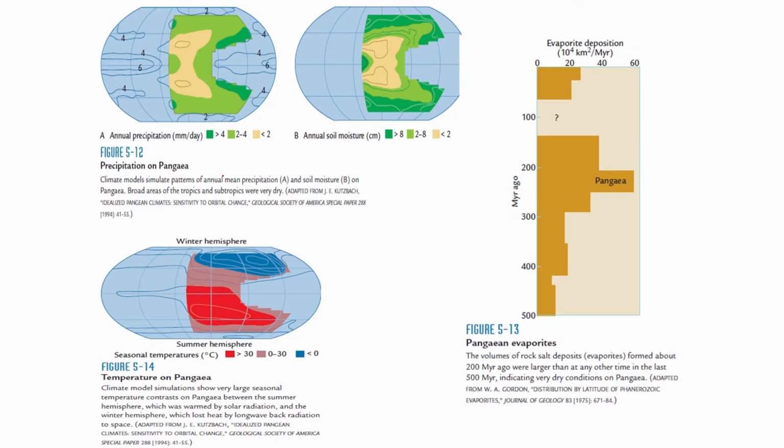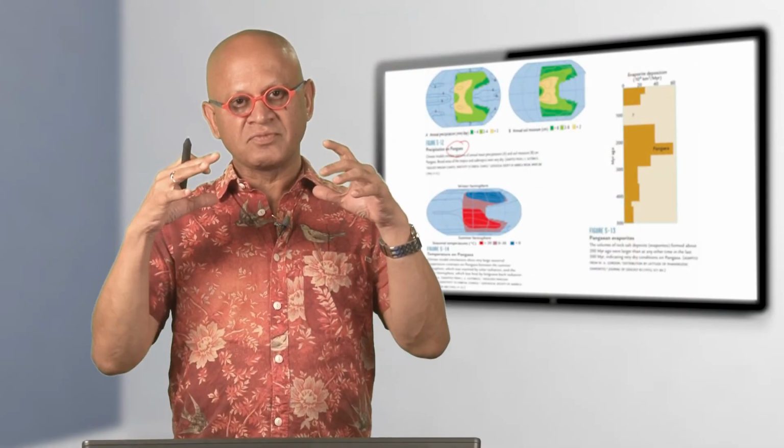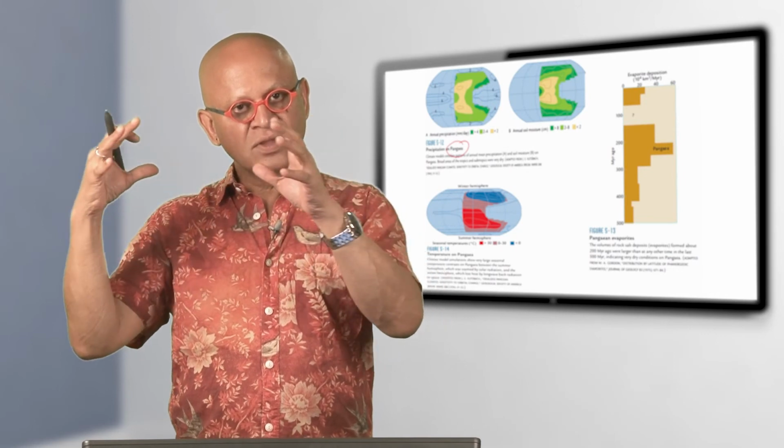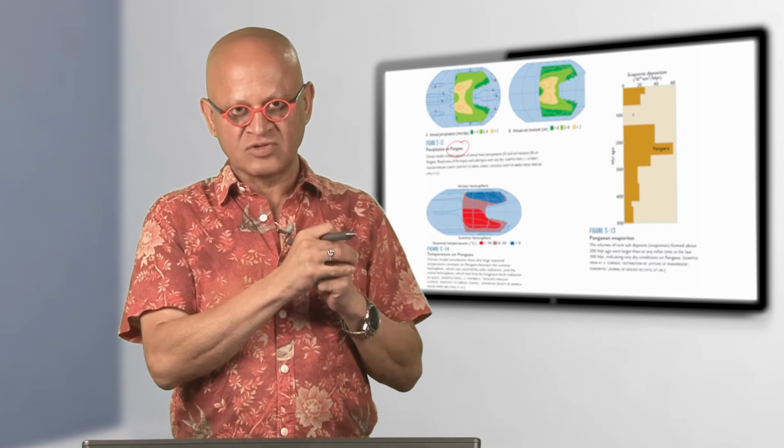You can also use then the models. Once you have the location of the continents, we can go back and take these numerical models. See, the beauty of the numerical models is they're solving mathematical equations given where the oceans are, where the lands are, where the mountains are, and so on and so forth.